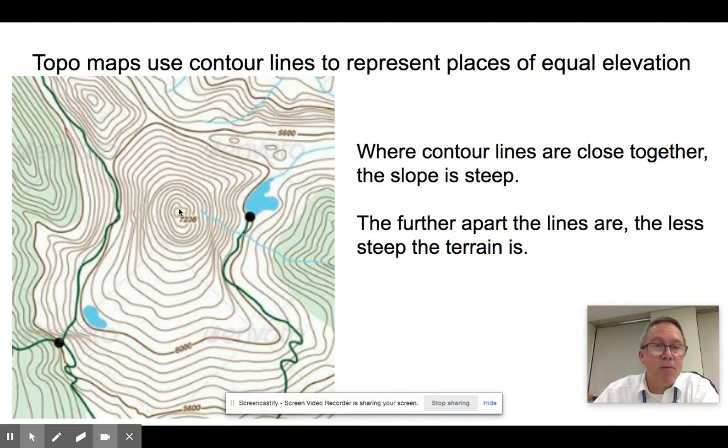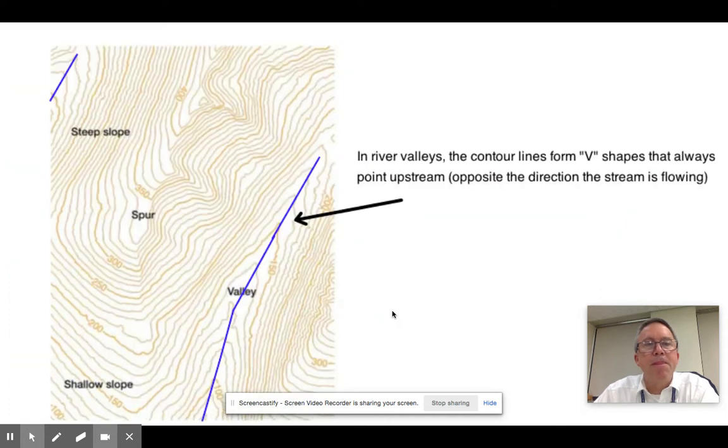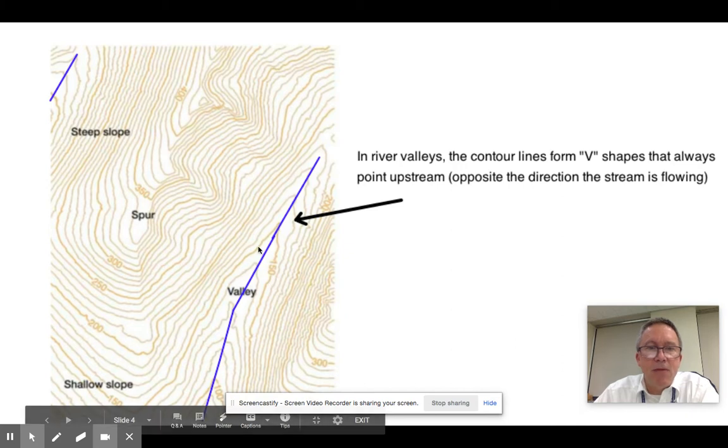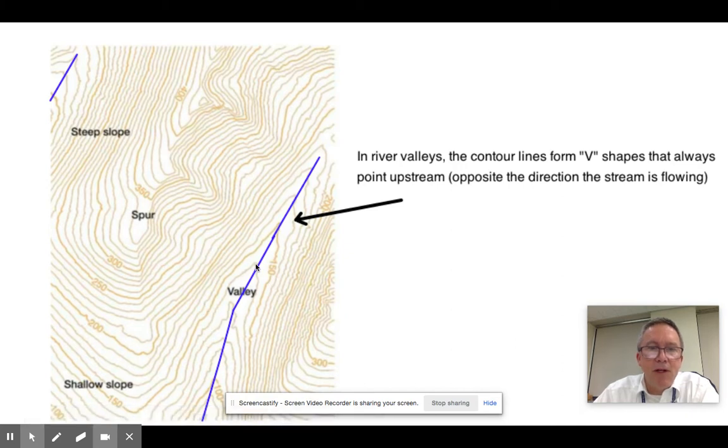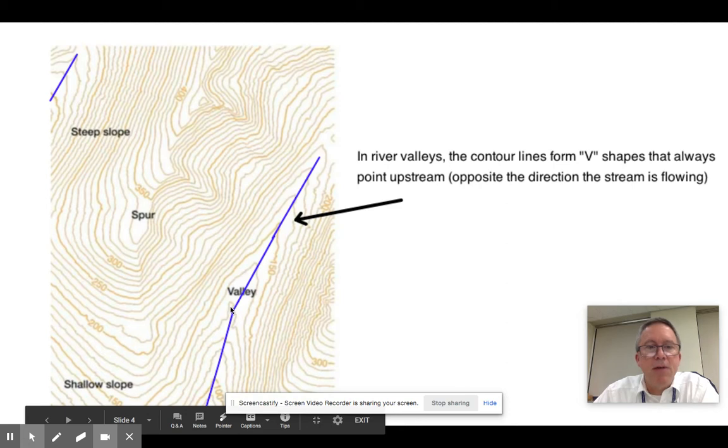One is hilltops, which show up as these little bullseyes. The other is that the steepness of land can be determined by how close together these contour lines are. Now, this is really important. When I see a river valley or stream valley, where I see running water, as it cuts in, it ends up making contour lines that make these V shapes. So when we see V-shaped contour lines, we should think, oh, that's probably a valley.